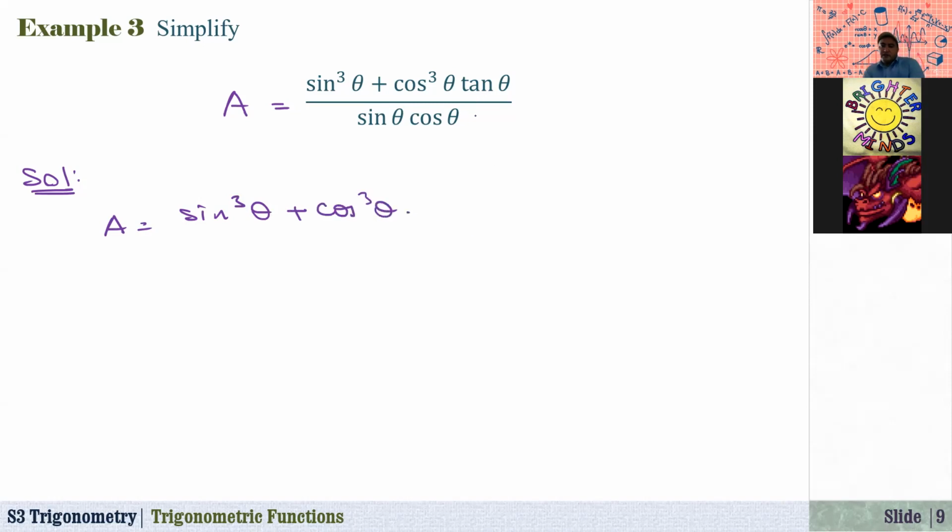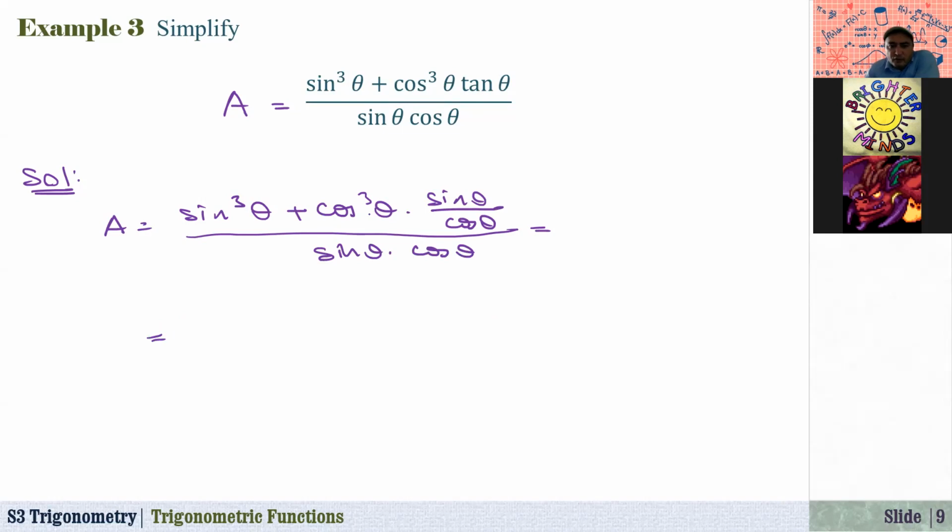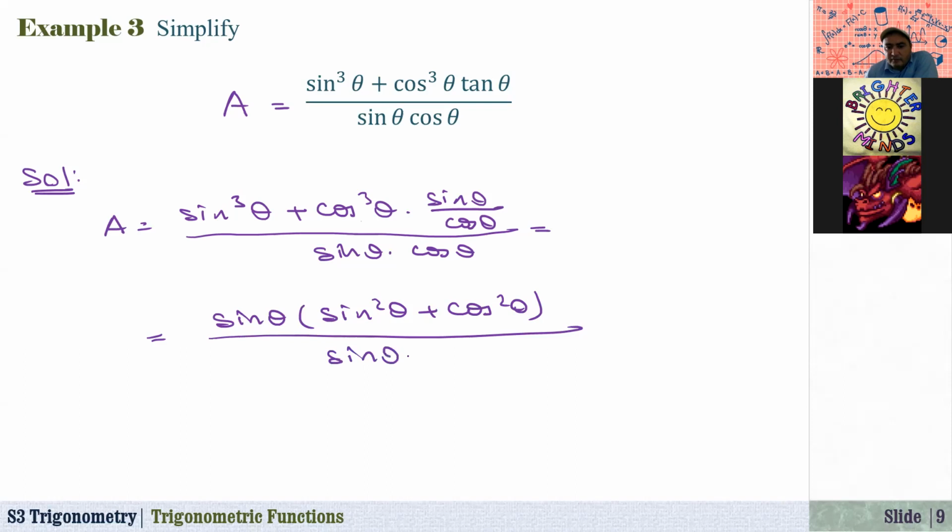But instead of this tangent of theta, we can just write that identity, that's equal to sine of theta over cosine of theta, and over sine of theta times cosine of theta. Now this one cosine, they cancel each other, right? Here we have cosine squared and sine theta. Let me just factor out sine of theta. If you factor out sine of theta, here we have sine squared of theta plus cosine squared of theta, and over sine of theta times cosine of theta.